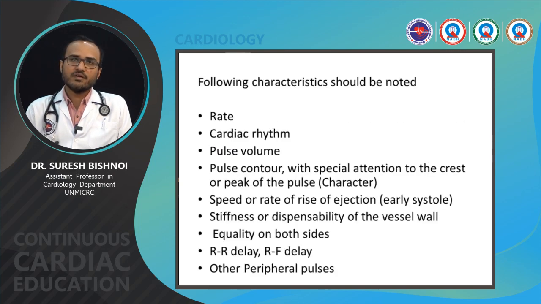In the clinical scenario, whenever you examine a pulse, the following points should at least be documented and remembered. First of all, the rate, then the rhythm, pulse volume, and pulse contour with special attention to the crest or peak. Speed or rate of rise of ejection is also very important; at the postgraduate or DM level, you should always comment on the rate of rise of the pulse. Then the condition of the arterial wall: stiff, distensible, palpable or non-palpable. You should examine for equality of the pulse on both sides. Is there any radioradial delay or radiofemoral delay? And other peripheral pulses should be palpated, which may give more clinical information.